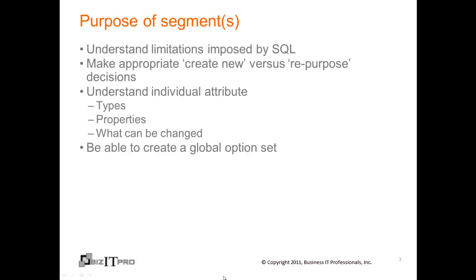The purpose of this segment is to make sure that, first of all, you understand limitations imposed by SQL on CRM attributes. I want to be able to help you make appropriate create new versus repurpose decisions, and make sure that you understand the individual attribute types, properties, and what can be changed. And finally, to be able to create a global option set and use it amongst multiple attributes.